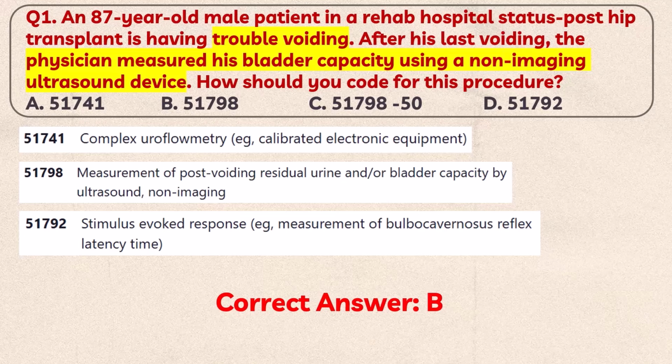But here the surgery is done on the bladder. The bladder is single, only one in the middle part. So there's no bilateral, so you do not need to use the bilateral code. So the correct answer will be answer B.